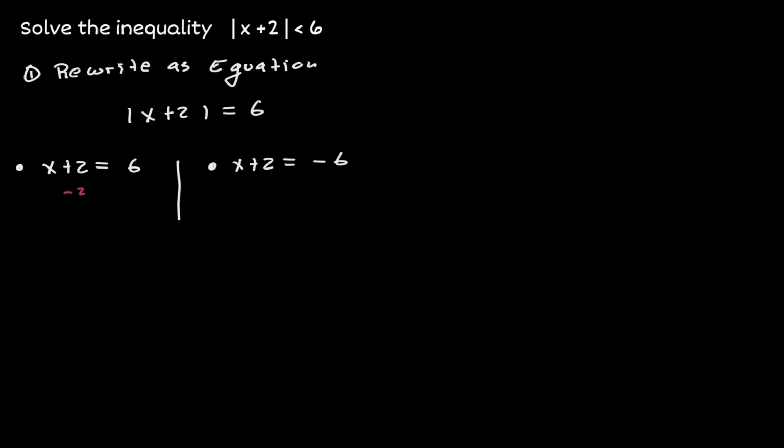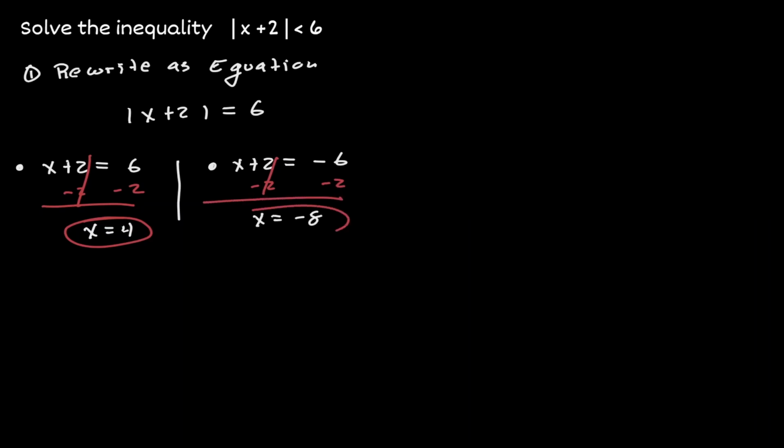In the equation on the left, let's subtract 2 to leave the x by itself. So now we have our first solution, x equals 4. In the second equation, let's subtract 2 as well, but now we get that x equals negative 8. Now these are not the solutions of the inequality, but we will use these values to solve the inequality. Because now, in our second step, let's place these values on a number line and create intervals.